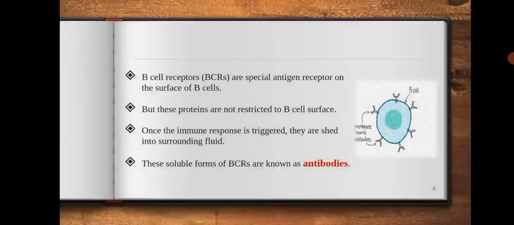B cell receptors are special antigen receptors on the surface of B cells, but these proteins are not restricted to the B cell surface. Once the immune response is triggered, they are shed into the surrounding fluid. These soluble forms of BCRs are known as antibodies.